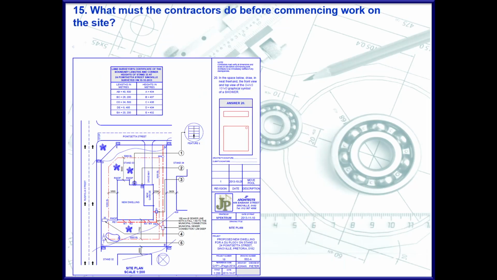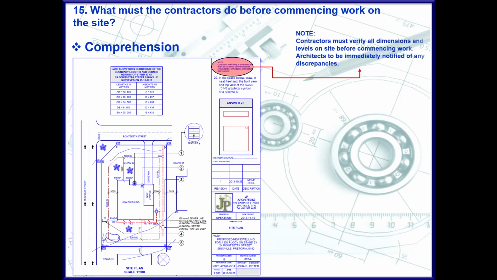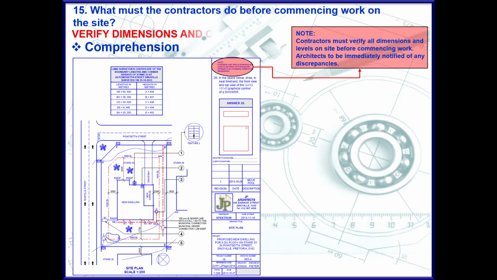Next is question 15. What must the contractors do before commencing work on the site? This is part of my comprehension. I can clearly see this information given on my title panel. And note, contractors must verify all dimensions and levels on site before commencing work. Architects to be immediately notified of any discrepancies. So when we ask the question, what must the contractors do? They must verify dimensions and check the levels.